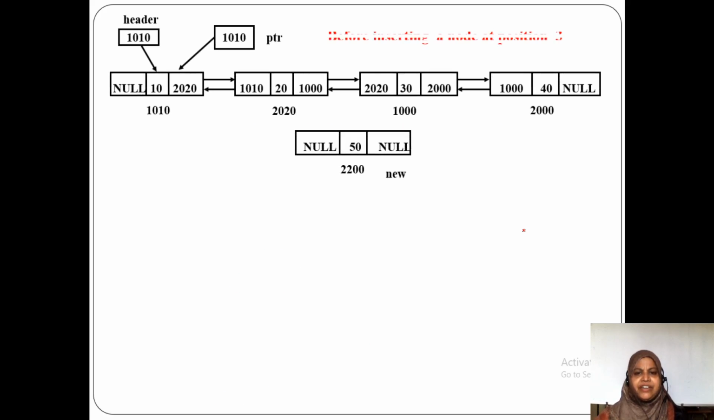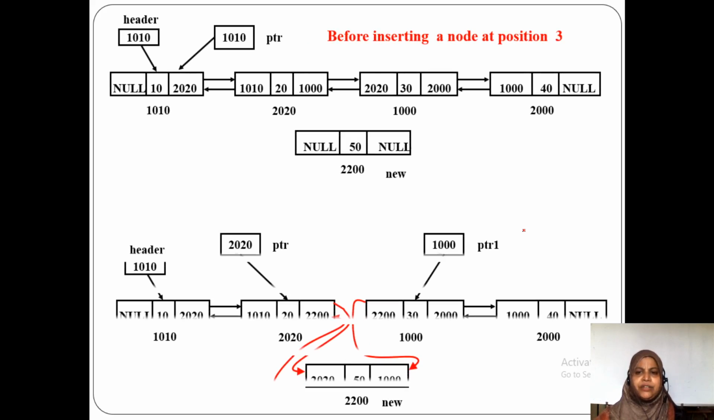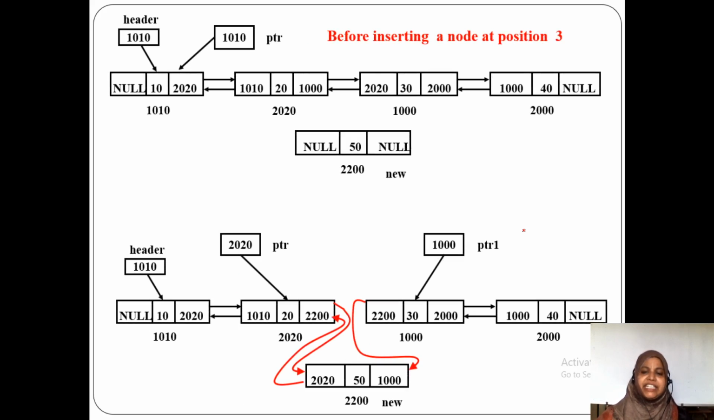Next is insertion before a node at position 3. Here we can insert any node at a given position. While we are going to insert any node at a given position, first we have to enter the position of the node where we are going to insert. For example, I am going to insert this node at the third position. So first of all, we have to create a node. See here, I am creating this node. Here the 50 node is there. This is the new node at the 2200 memory location. I am creating one node, so the left pointer of this node is null, and the right pointer of this node is null.